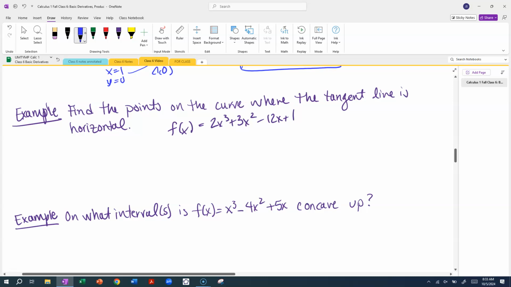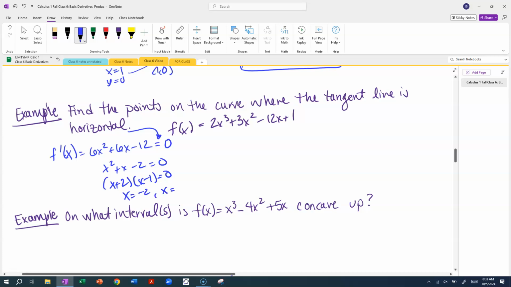Okay, so then where the tangent line, okay, so tangent line, I have to look at the derivative. And so let's see. The derivative would be 6x squared plus 6x minus 12. And the derivative is the slope of the tangent line. If I want that slope to be horizontal, right, that means that this must be equal to 0. Divide everything by 6. x squared plus x minus 2 equal to 0. Factor: x plus 2, x minus 1 is equal to 0. So then I get x is equal to -2 and x is equal to 1.